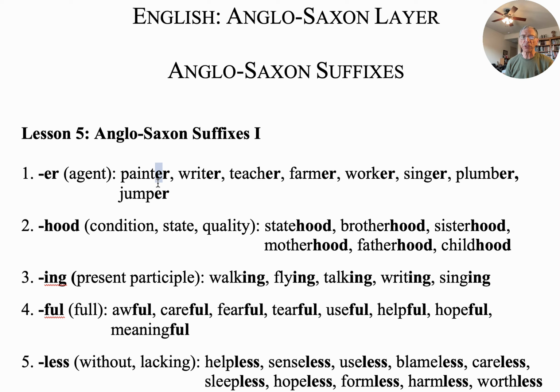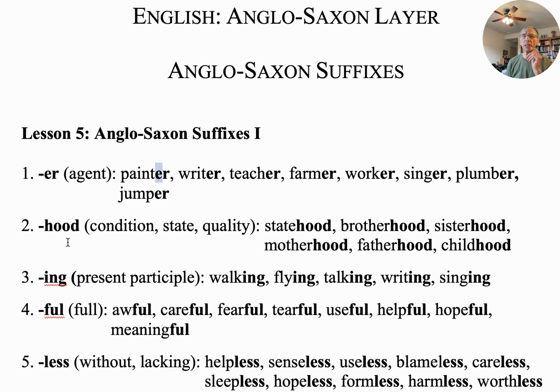What's a writer? It is a person, someone who writes. Then we have teacher. A teacher, someone who teaches. Farmer, someone who farms. Worker, someone who works. Singer, someone who sings. Plumber, someone who plumbs, that is to say, works on the plumbing in your house. And then jumper can be anybody that jumps. And then later it can be used of like trampoline that you jump on, or a baby maybe has a little jumper.